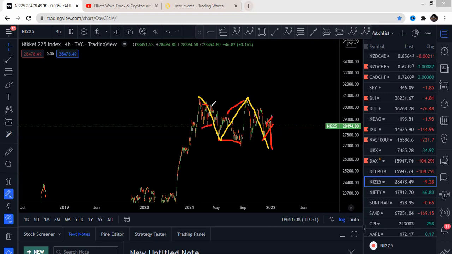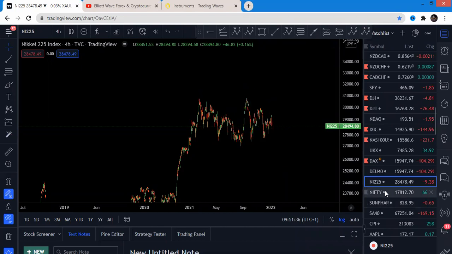That will still be the three waves that we're looking at. So you see here, you've got 1, 2, 3. 1, 2, 3. We can have 1, 2, 3. This is a much lower degree than the rest here, so that will be in the green degree, because it's smaller than the rest. That is the one we expect to come down to around this level before any push to the upside. So the Nikkei also shows a short-term bearish structure there.